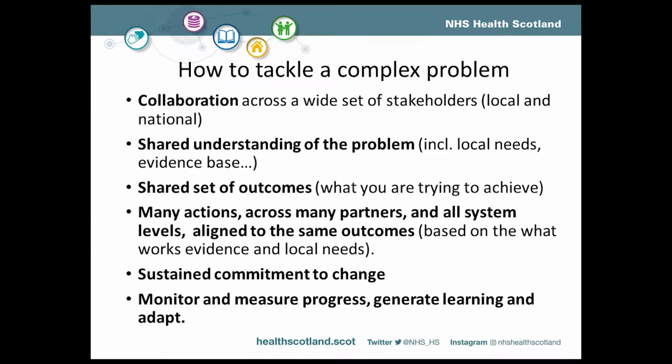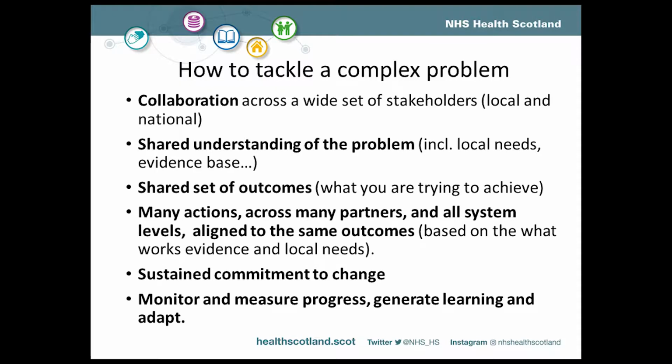There has to be, as I've said, a shared understanding of the complexity of the problem, and that should be informed by both local needs and the evidence base. And through that understanding of the problem, you also begin to understand that everyone has a part to play in both creating this system that we're currently experiencing, that is both creating and perpetuating child poverty, and therefore everyone has a role to play in shifting that system so it becomes more about preventing and undoing child poverty in Scotland.